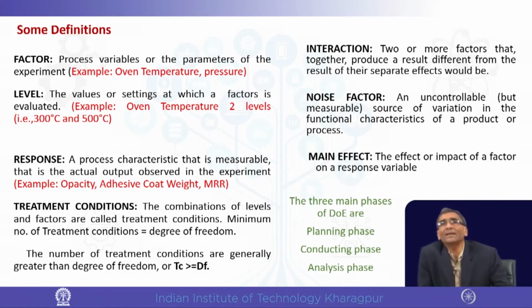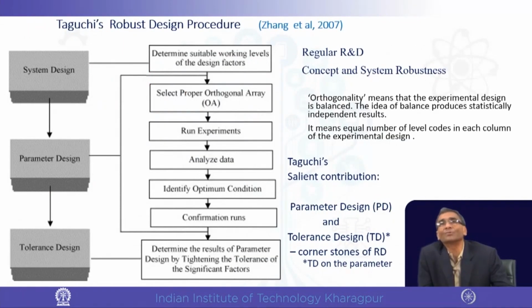The definitions are everywhere; I am not spending much time on them. You can see that, and these are also the steps I have already explained. First is system level, then parameter design, then tolerance design. Here, orthogonality means that the experimental design is balanced. I will show you what is called balanced, but now under parameter design, as I said, it is the selection of the orthogonal array table, that is L8 or L9 or L27 or whatever.